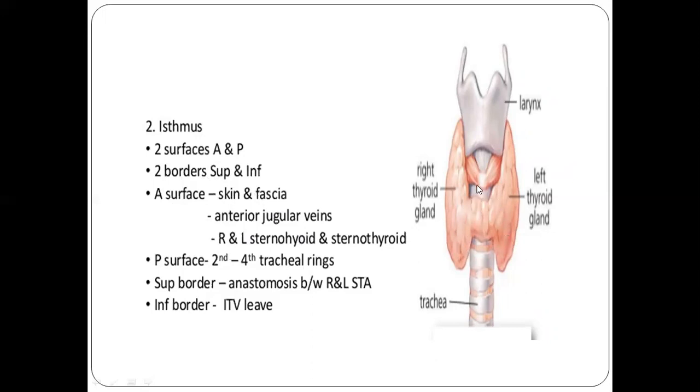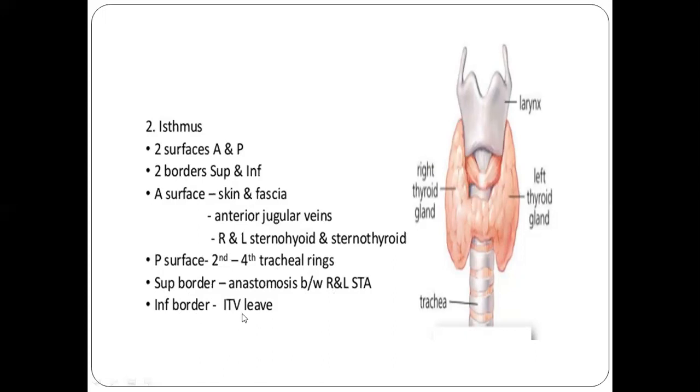The anterior surface is covered by skin, fascia, and anterior jugular veins, which come downward over the stomach, and the sternohyoid and sternothyroid muscles. The posterior surface is in contact with the second, third, and fourth tracheal rings. The superior border is anastomosed by the right and left superior thyroid arteries, which are branches of the external carotid arteries. They come downward over the superior border and unite with each other.